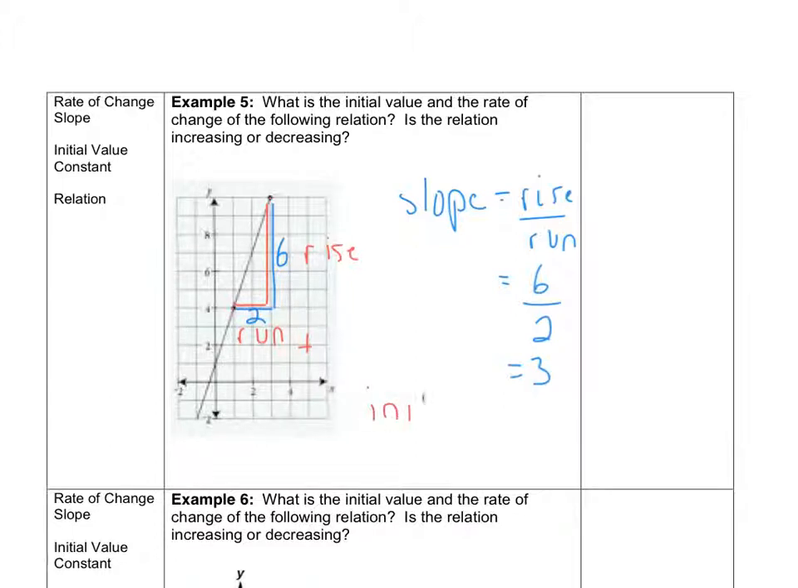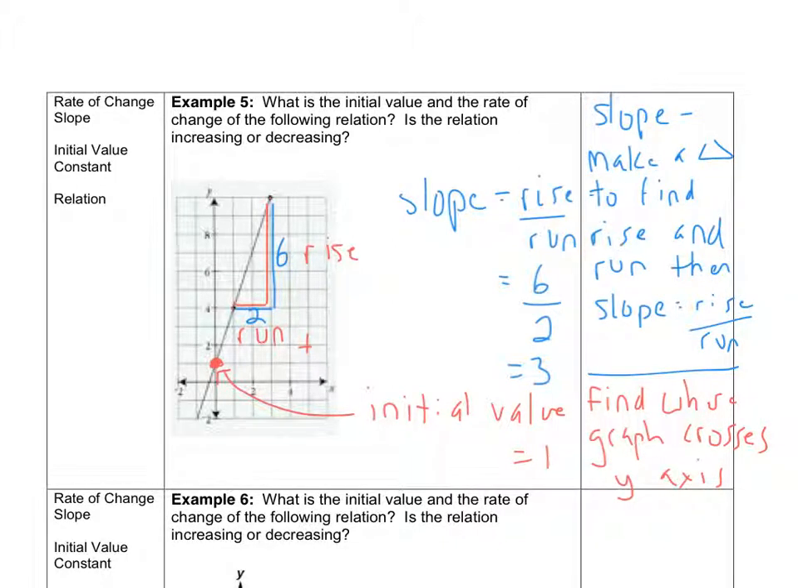And now to find the initial value, we simply look to see where the graph meets the y-axis. So here it crosses the y-axis at 1. So we know the initial value of the graph is 1. I'm going to write down a quick explanation of how I found these values in the right column. Okay, so for the slope, you make a triangle to find the rise and the run. Then you use slope equals rise divided by run.